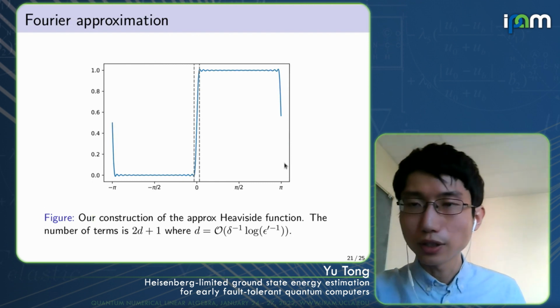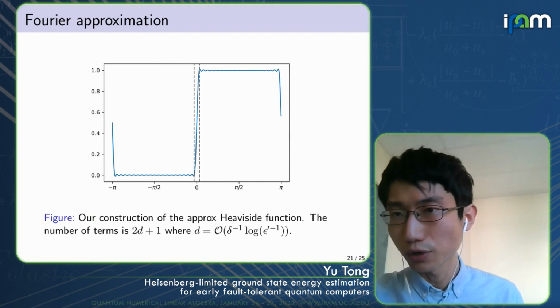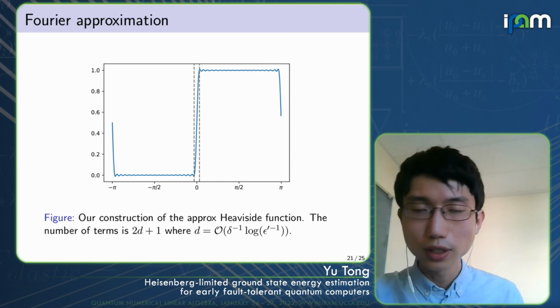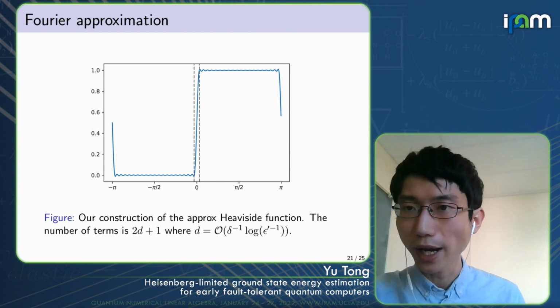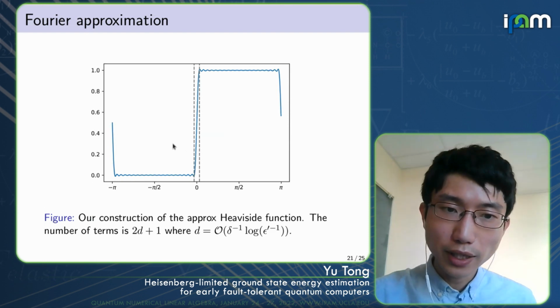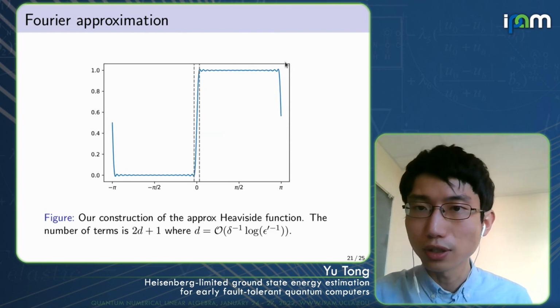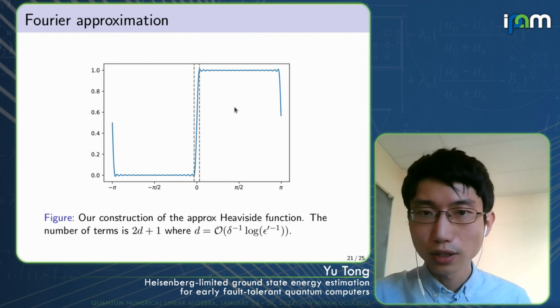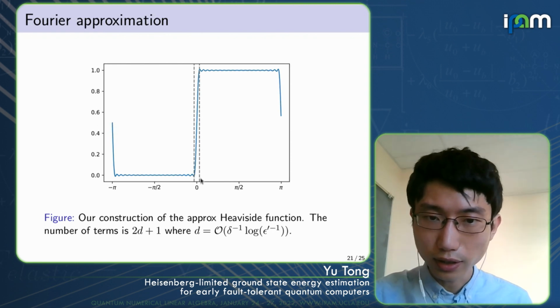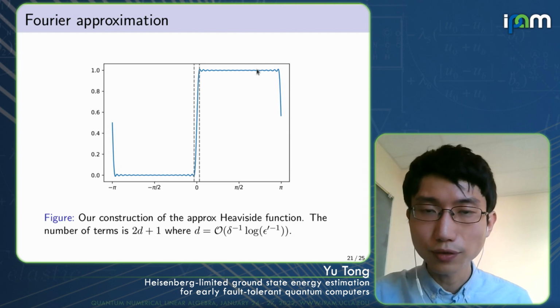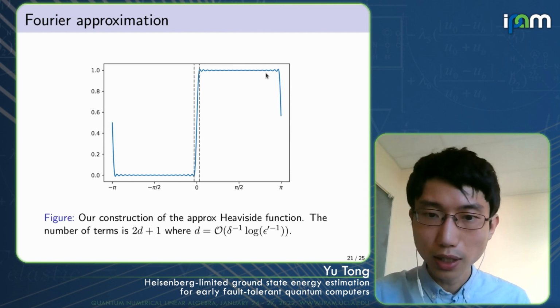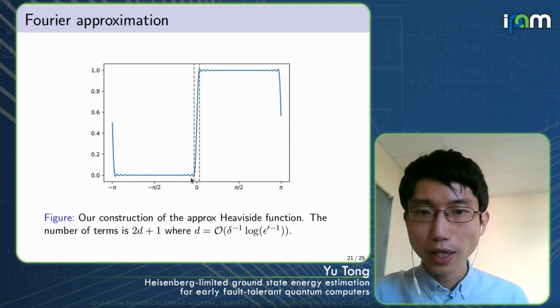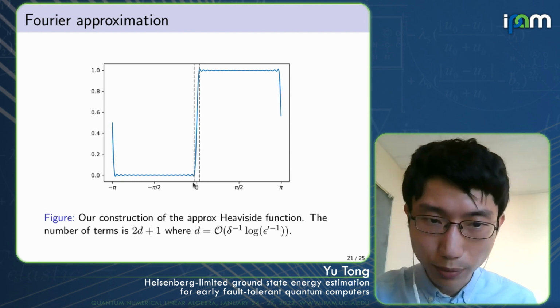Earlier I mentioned that there is some difficulty in approximating a discontinuous function using a continuous one. In particular, we want to approximate a Heaviside function. Here we actually have a kind of manual construction of a finite Fourier sum that approximates the Heaviside function. This is how it looks. Within this interval, this function takes value very close to 1, and within this interval, it takes value extremely close to 0, and there is a transition interval in between.